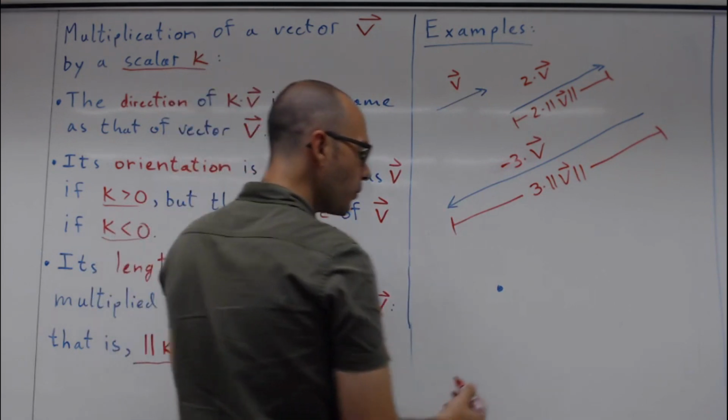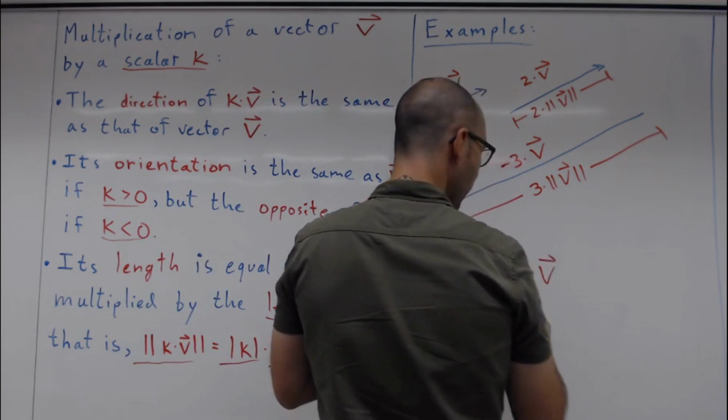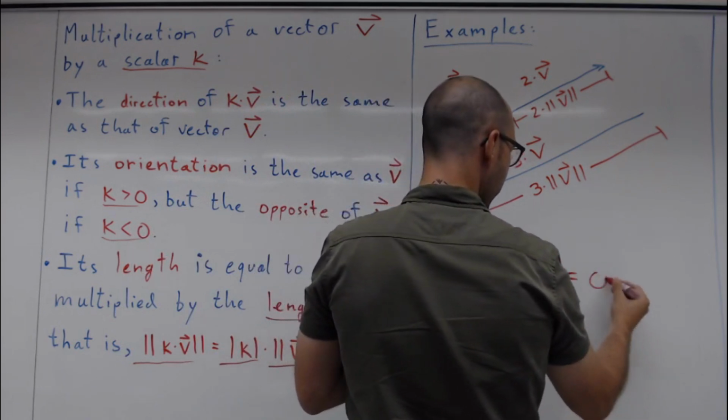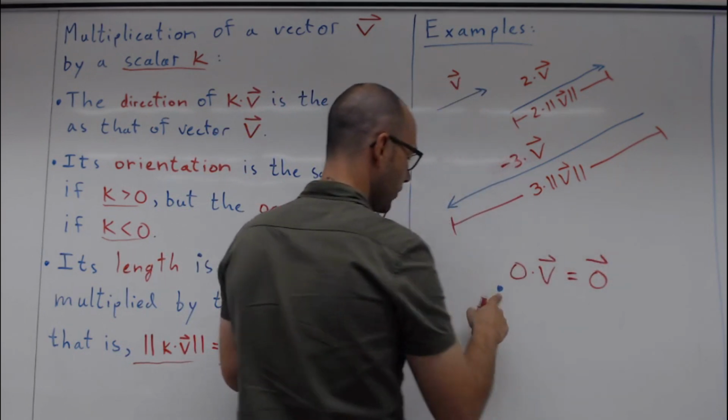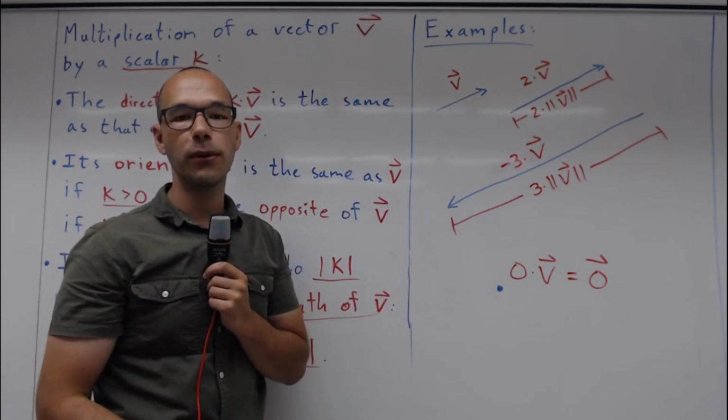We can also multiply v by 0. If we multiply v by 0, we get the null vector. So it's just a dot, just a point. So it's the null vector if you multiply by 0.